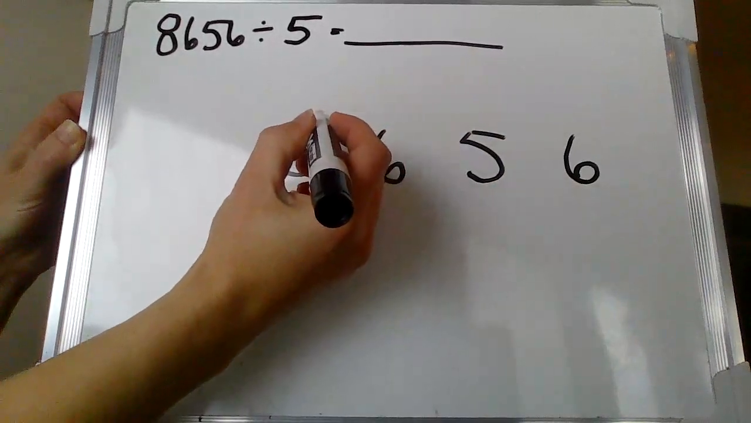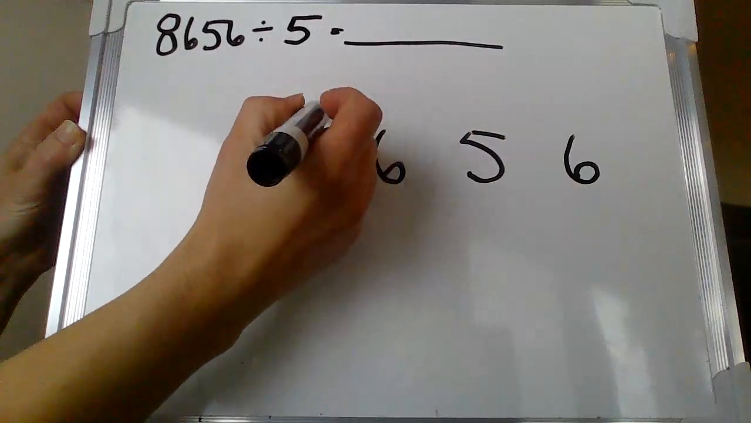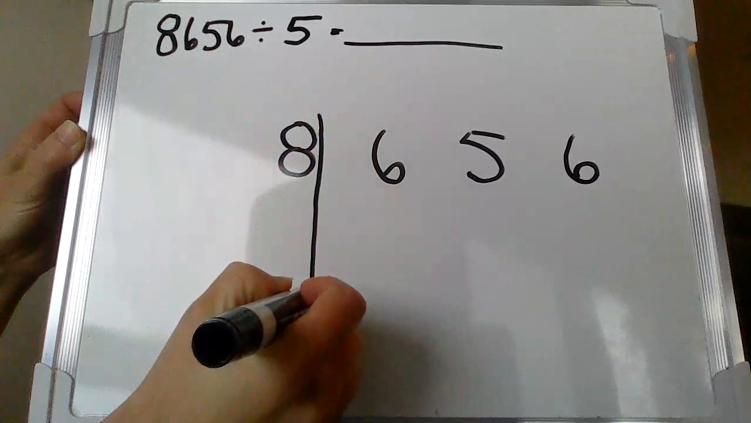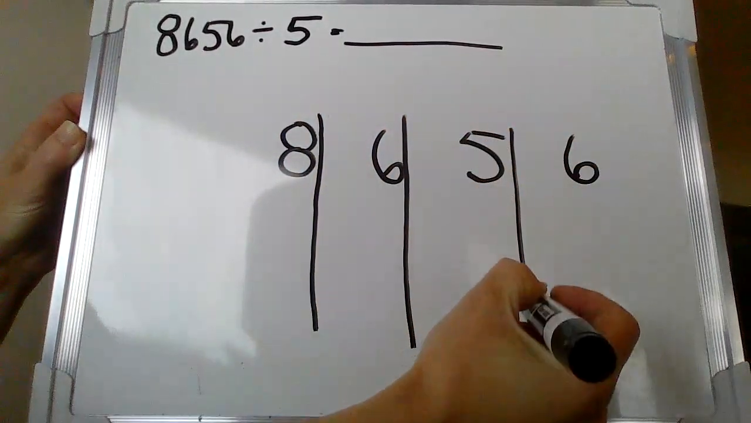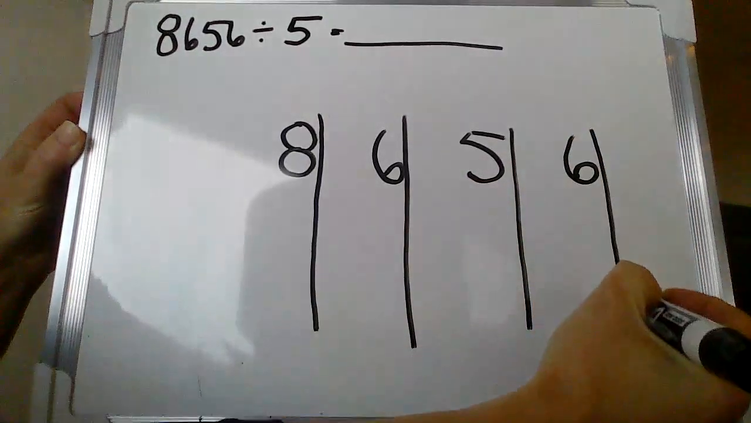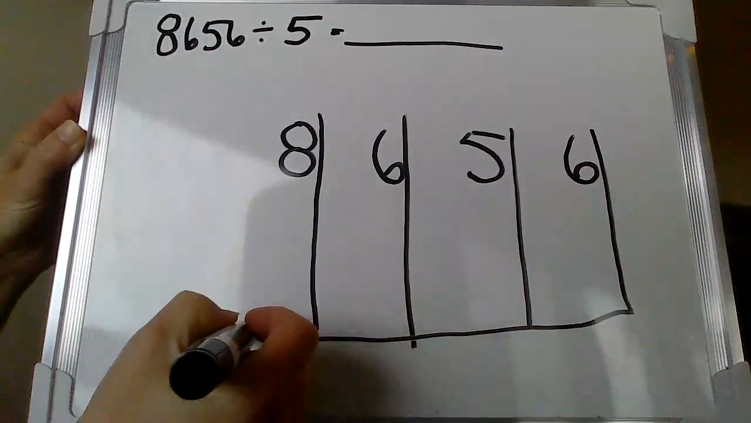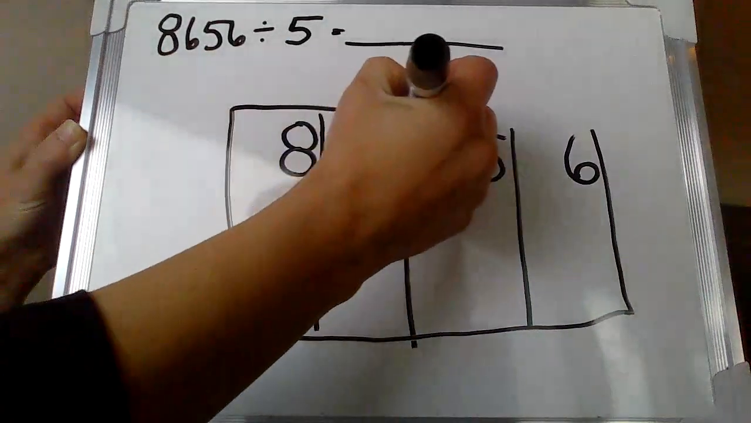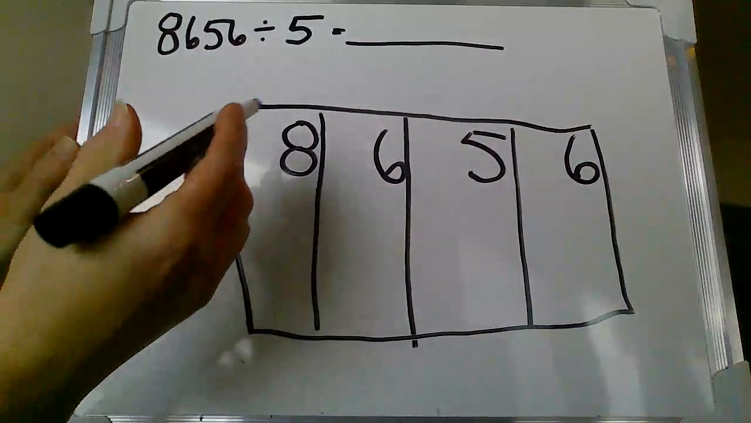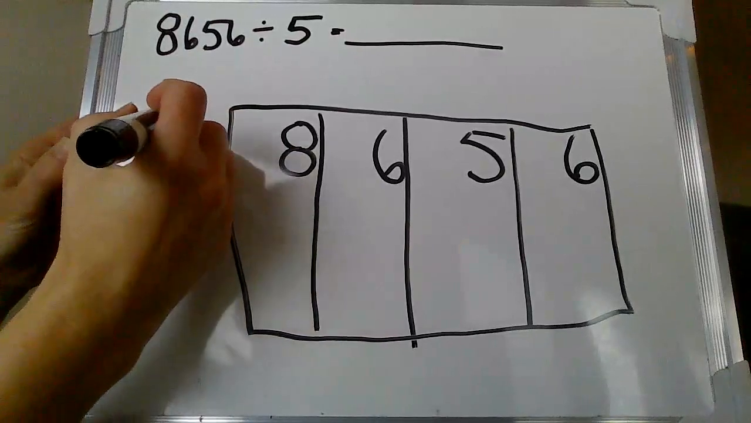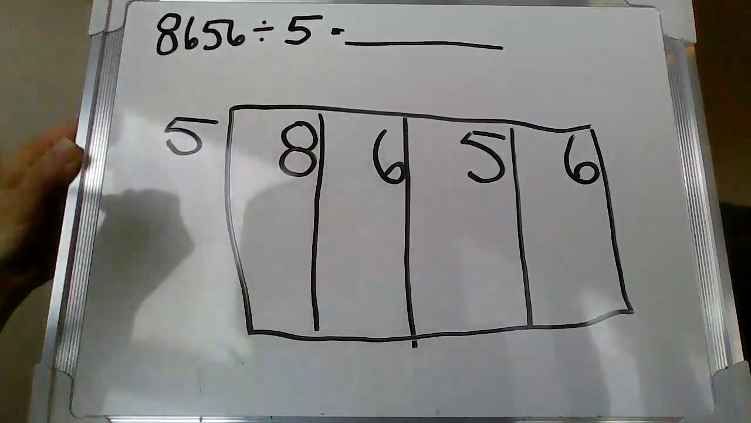And then when I draw the boxes around them, I like to go really close to the end of each number. And that leaves me plenty of space in front of the number to add the other numbers. And then I stick my divisor on the outside, and then I start.